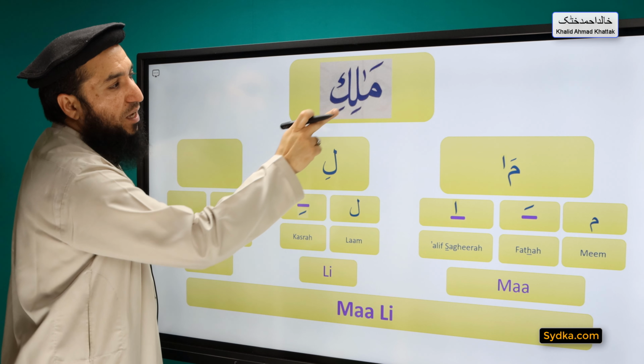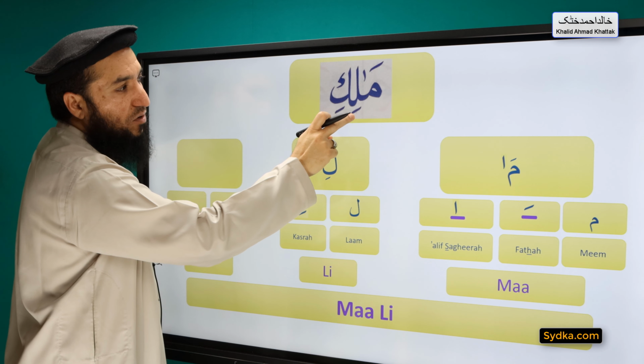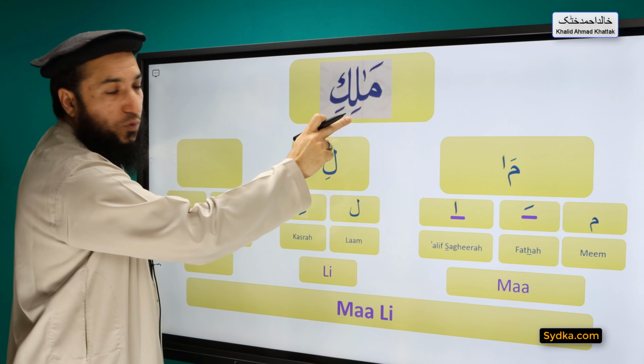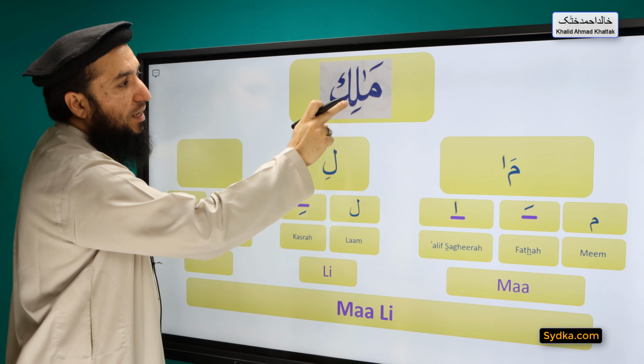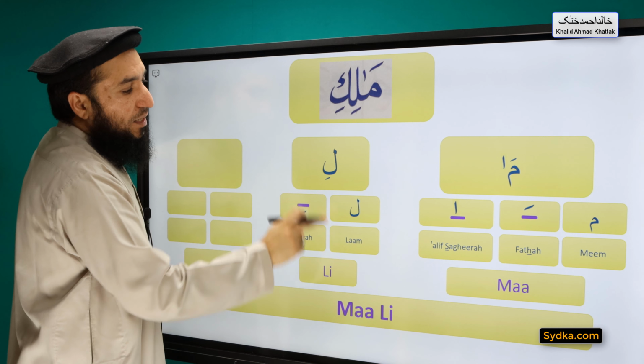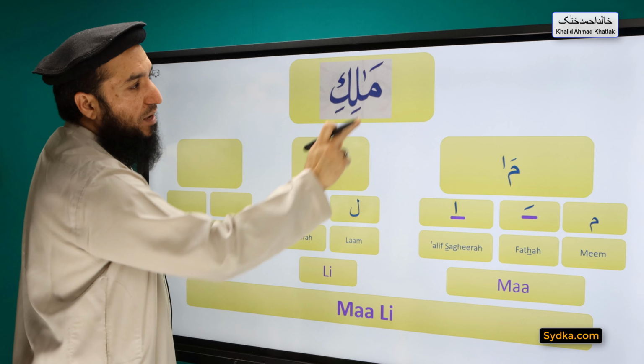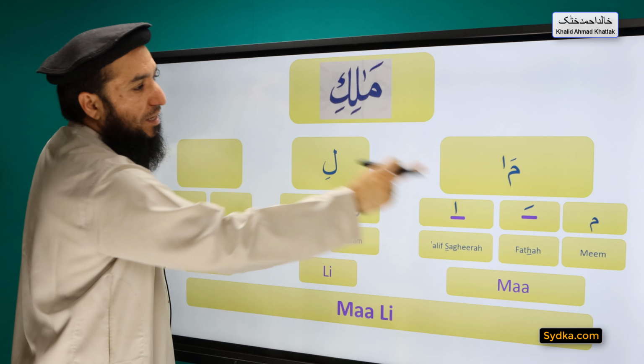The next syllable we have is Lam Kasra Li. Lam is a light letter in this case, it has kasra underneath, and it will be prolonged for 1 count. Lam Kasra Li. So we combine these 2 syllables, we have Mali.